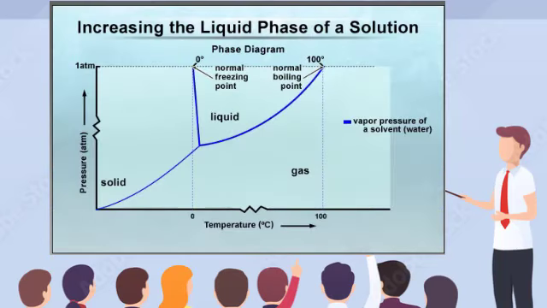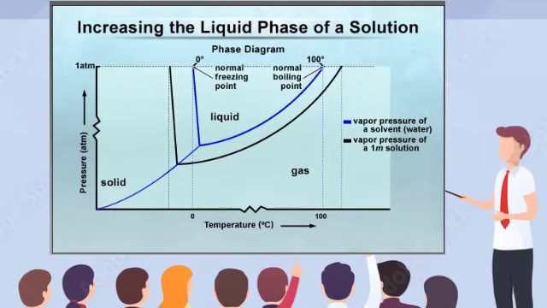Adding a non-volatile solute like ethylene glycol to a solvent increases the temperature range in which a solution remains a liquid. The temperature range increases because the non-volatile solute elevates the boiling point and depresses the freezing point of a solvent. This relationship can be seen in this graph. The graph also shows the relationship between the amount of solute in a solution and the changes in the temperatures at which the solution boils and freezes.